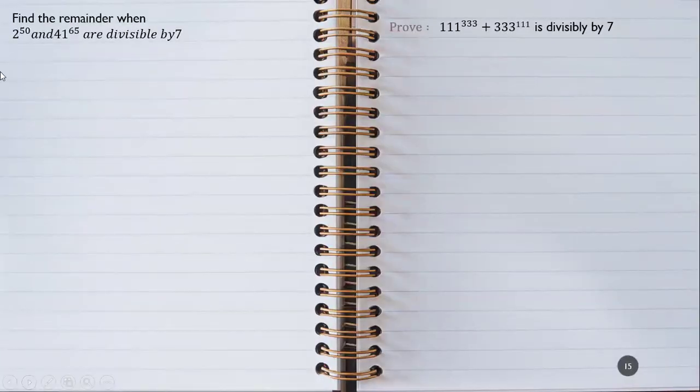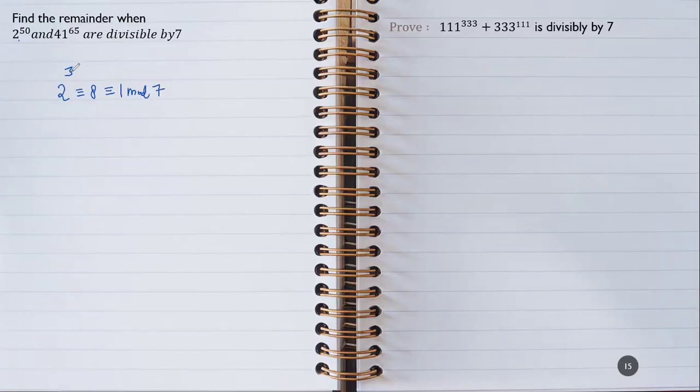Find the remainder when 2 to the power 50 and 41 to the power 65 are divided by 7. How to proceed in this type of question? So we have to check when 2 to the power 50 will be divisible by 7. We will first of all check by raising the power which is nearest to 7. So 2 to the power 3 is basically 8, which is congruent to 1 mod 7.